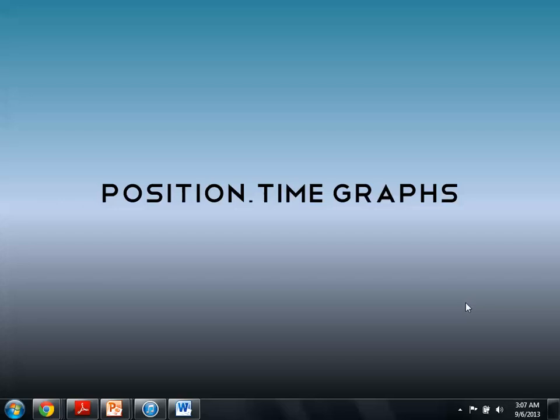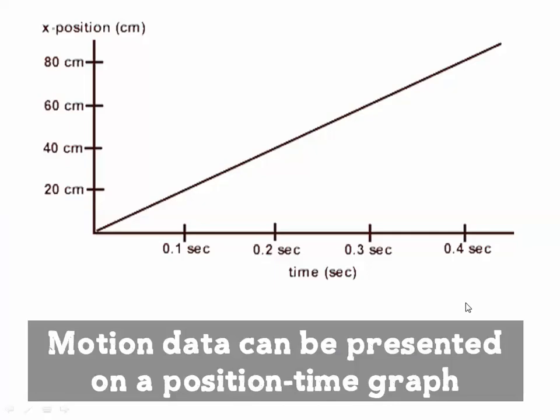Alright, so just a quick lesson on position time graphs before we move into velocity. A position time graph is just another way to represent motion. We've looked at motion diagrams. This is just a way that's convenient in most other scenarios.